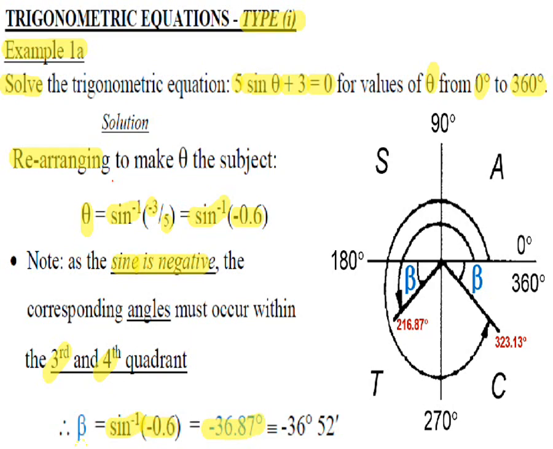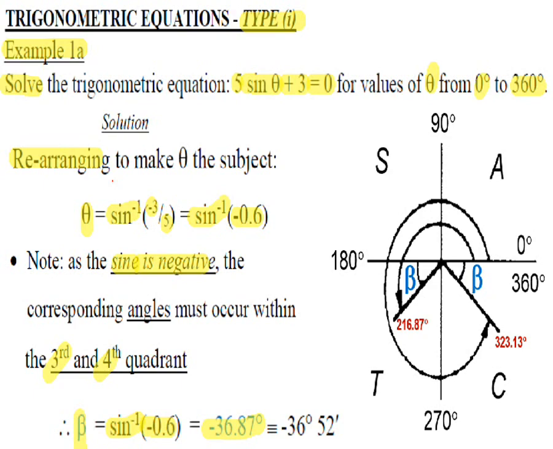Now I've called that angle beta because although this is a solution for theta, which is what we're trying to solve for, this is not a solution that we're allowed to give because our solutions must be within 0 to 360 degrees, and this is outside that range. So it is a solution for theta, but not one we can actually specify in this question.